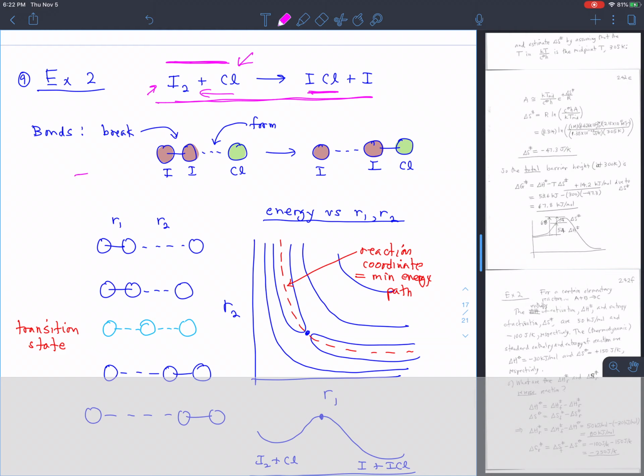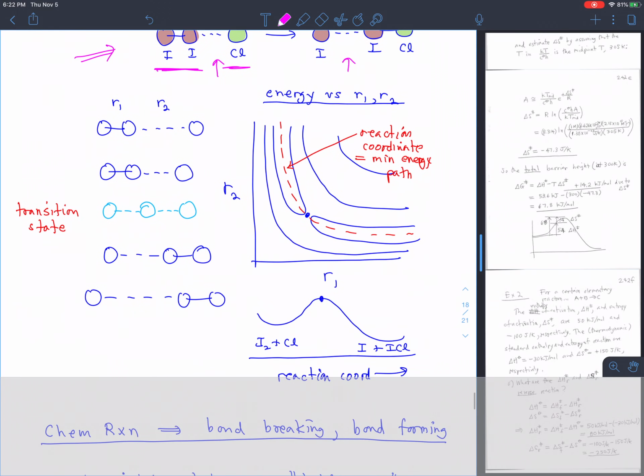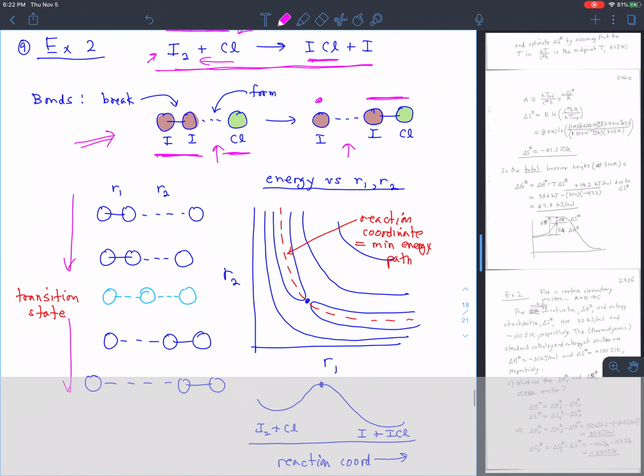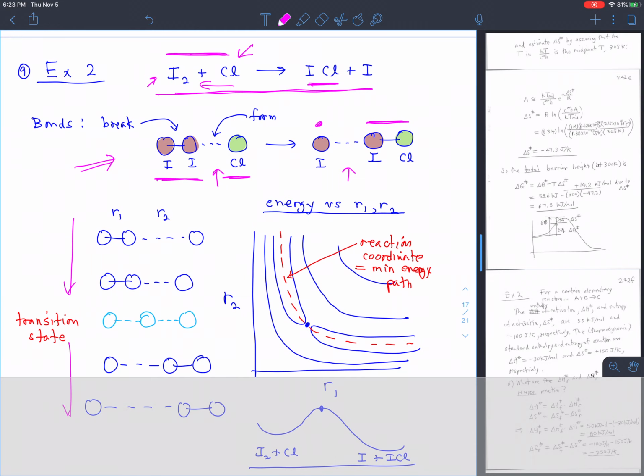So this is what's going on pictorially. I2 here, chlorine here. Initially they're far apart. At the end, there's a loose I atom, and an ICl molecule has formed. Going down the process in smaller steps, you can get some idea of what the transition state should look like.